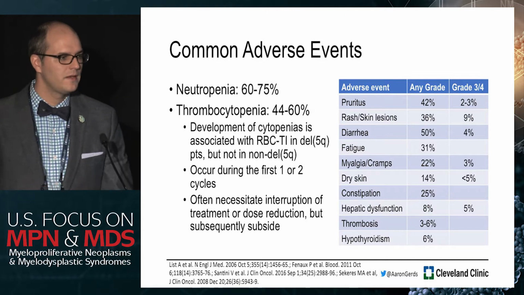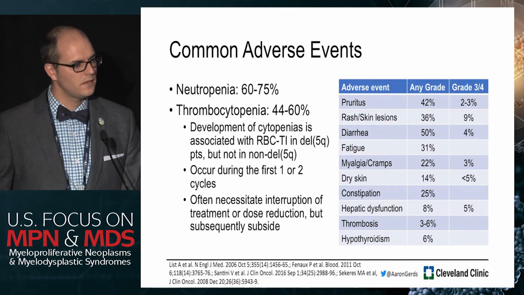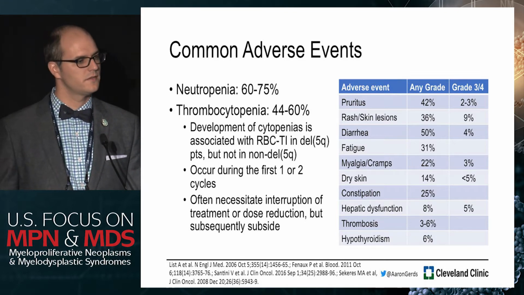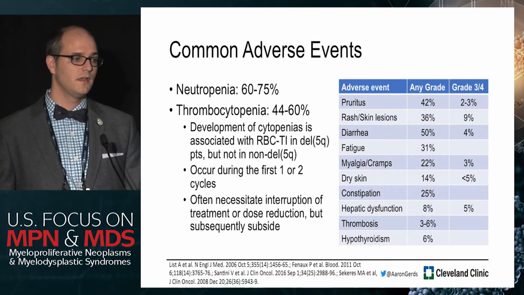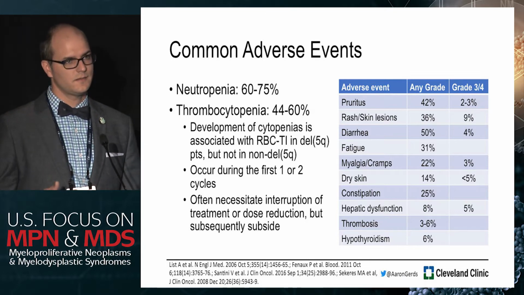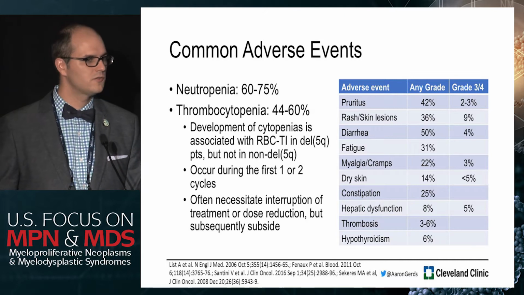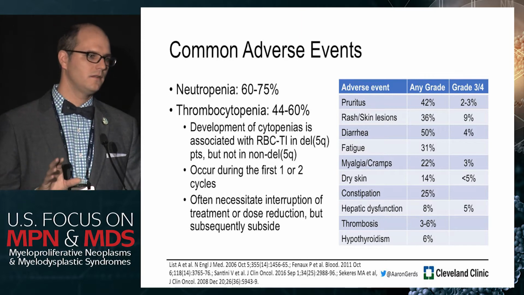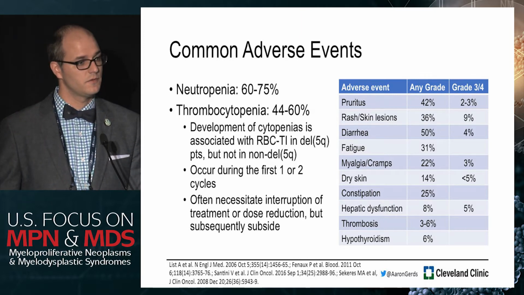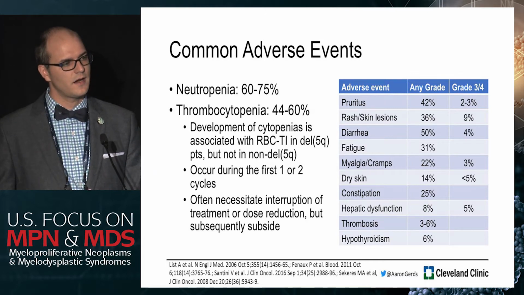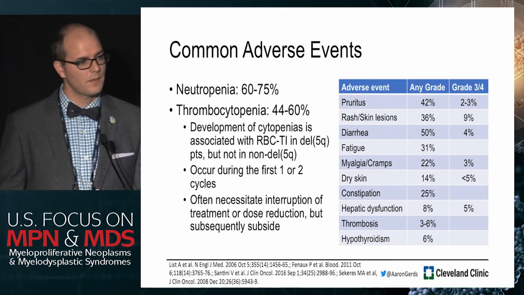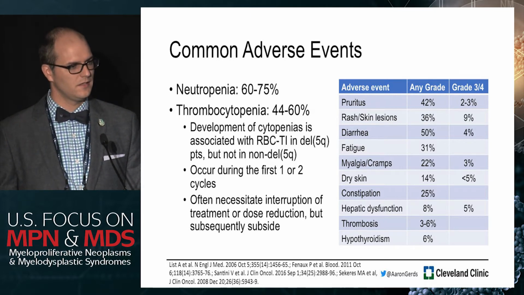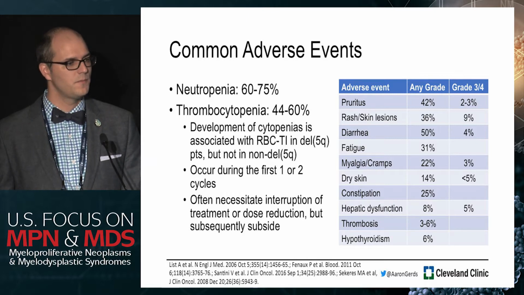This is a table of common adverse events, but the thing we often focus on in the clinic is neutropenia and thrombocytopenia. These are very, very common. Neutropenia occurs in 60 to 75% of patients, and thrombocytopenia in 44 to 60% of patients. Sometimes you have to finagle things a little bit, especially early on in treatment when you're clearing out that del(5q) clone, either stopping treatment periodically or reducing the dose. And again, the table on the right shows common adverse events. The one that's probably most common, and sticks out in my mind as difficult to treat in the clinic, is pruritus.